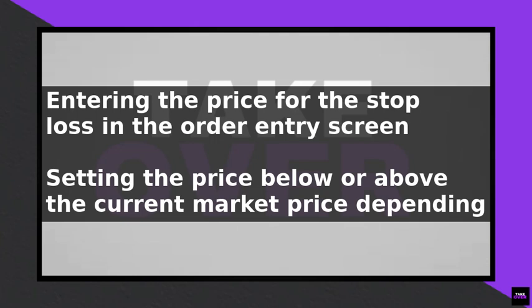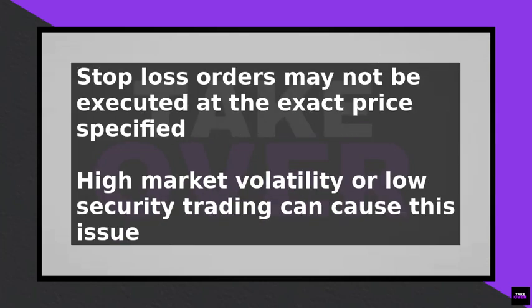For example, if you own 100 shares of a stock currently trading at $50 and you want to limit your potential loss to $5 per share, you would set a stop loss at $45. If the stock price falls to $45, the Charles Schwab app will automatically sell your shares, limiting your loss to $5 per share. It is essential to note that stop loss orders are not guaranteed and may not be executed at the exact price you specify.